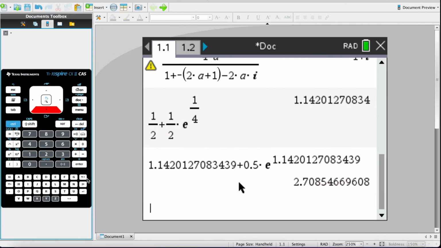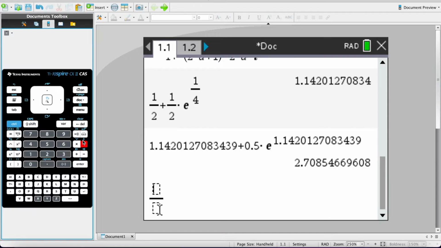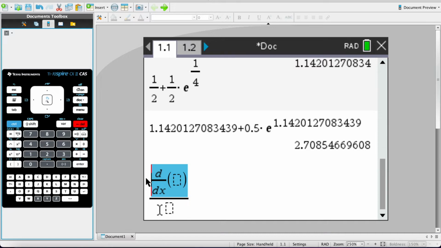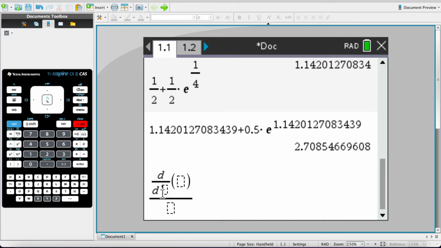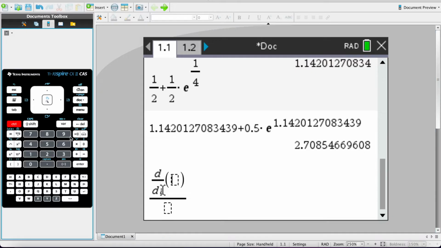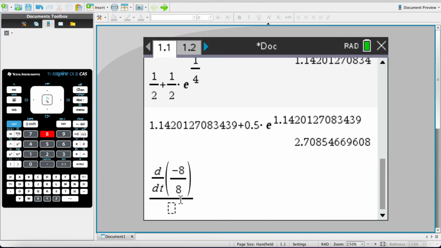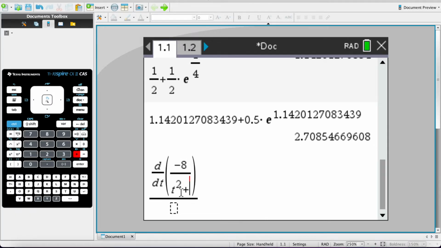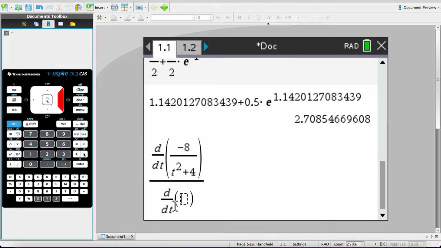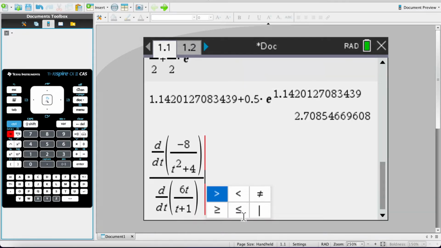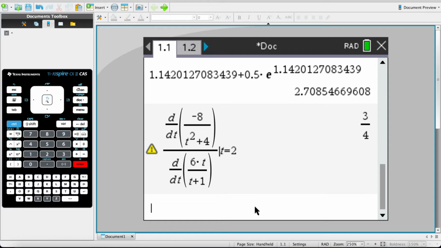So just go to your calculator, put a fraction. The derivative of y was on the top, derivative with respect to t, sorry, of y, so this was negative 8 on t squared plus 4. And then over the derivative of x, which was 6t over t plus 1, and that's all when t is equal to 2. You get 3/4, and that's d.